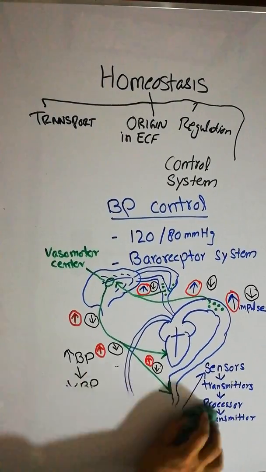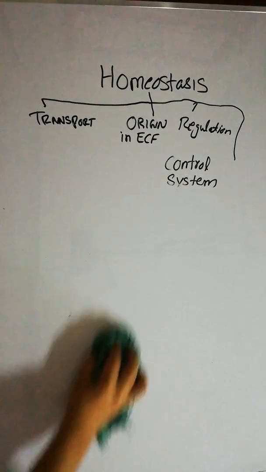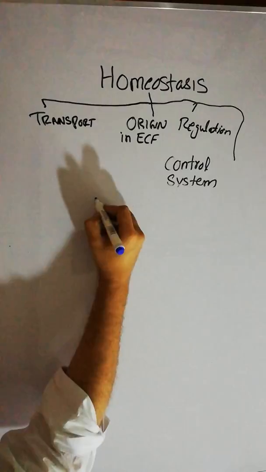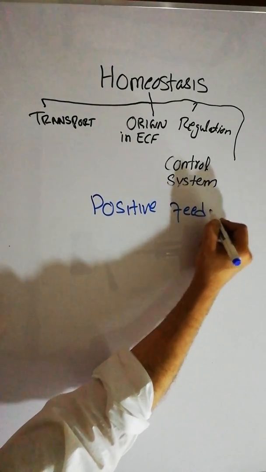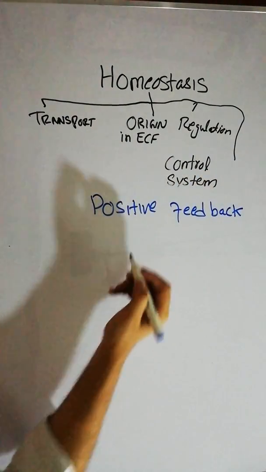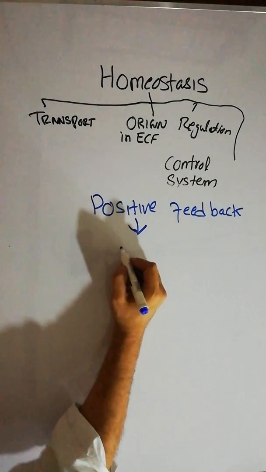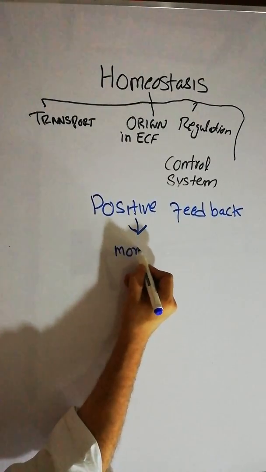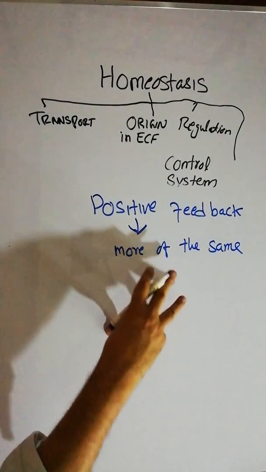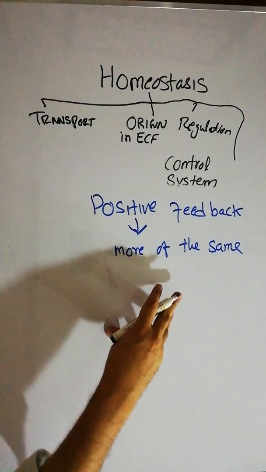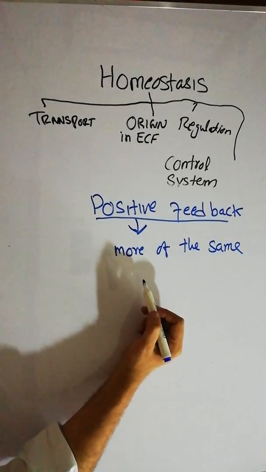After discussing the negative feedback mechanism, let's discuss the positive feedback mechanism. In the positive feedback mechanism, the end result is more of the same. Most of the control systems of the human body function through the negative feedback system, because positive feedback is also called a vicious cycle.